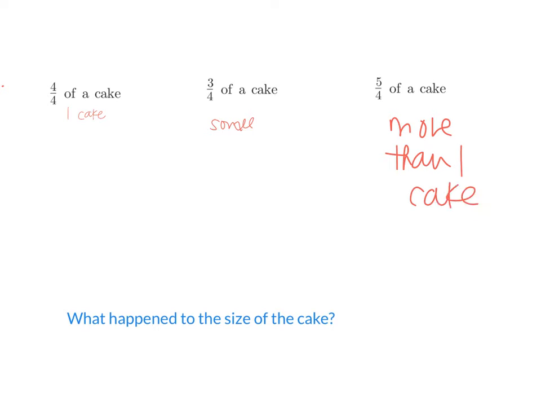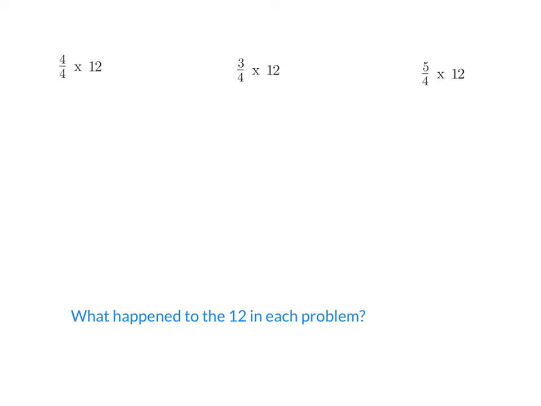Okay. So, what did you notice? What happened to the size of the cake in the first one? 4/4 of a cake. Did the cake get bigger, smaller, or stay the same? Stay the same. What if I gave you 3/4 of a cake? Smaller. If I gave you 5/4 of a cake, did your cake get bigger, smaller, or stay the same? Bigger. Interesting. In these three problems, what factor is the same amongst all three problems? 12. You can see we're doing something to 12, doing something to 12, and doing something to 12.